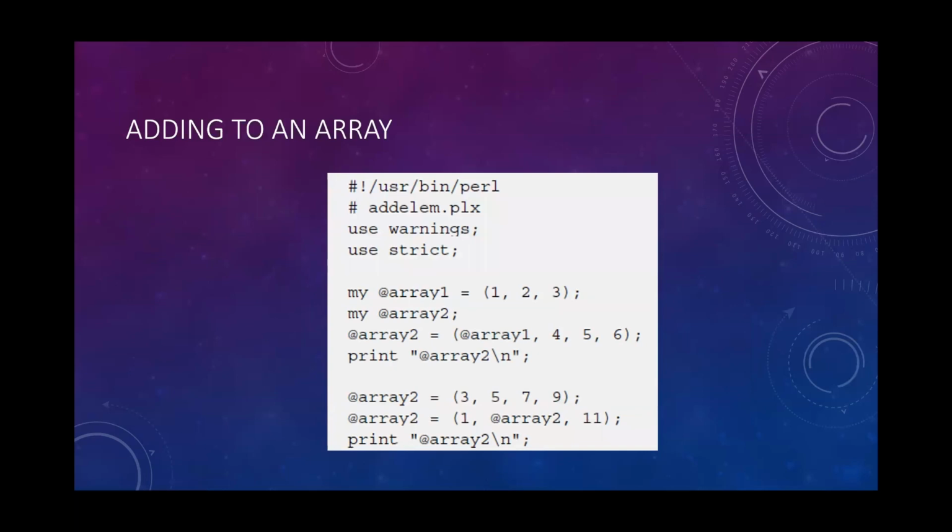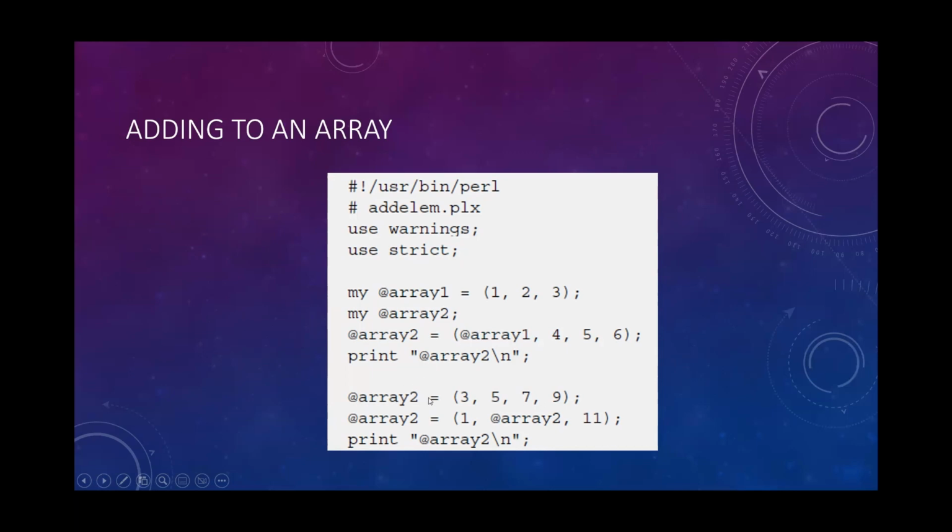I can add elements to an array. So here I've got array 1, and I indicate the values directly on the declaration line. If I don't want to do that, I can actually reset some values. So here, array 2, I'm giving it array 1, and I'm adding these other values on. So array 2 in this case is going to be 1, 2, 3, 4, 5, 6. Because remember, if I put a list inside of a list, it just flattens it.